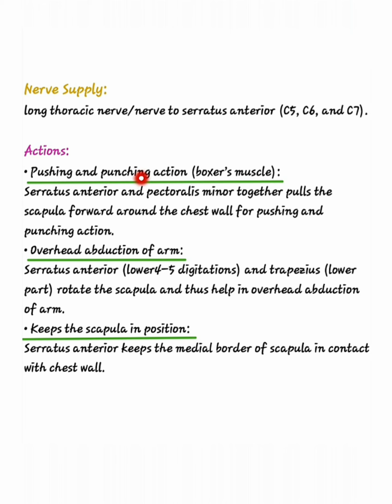Due to its pushing and punching action, it is also known as boxer's muscle. Serratus anterior together with pectoralis minor protract the scapula forward, that is, pulls the scapula forwards around the chest wall for pushing and punching actions.